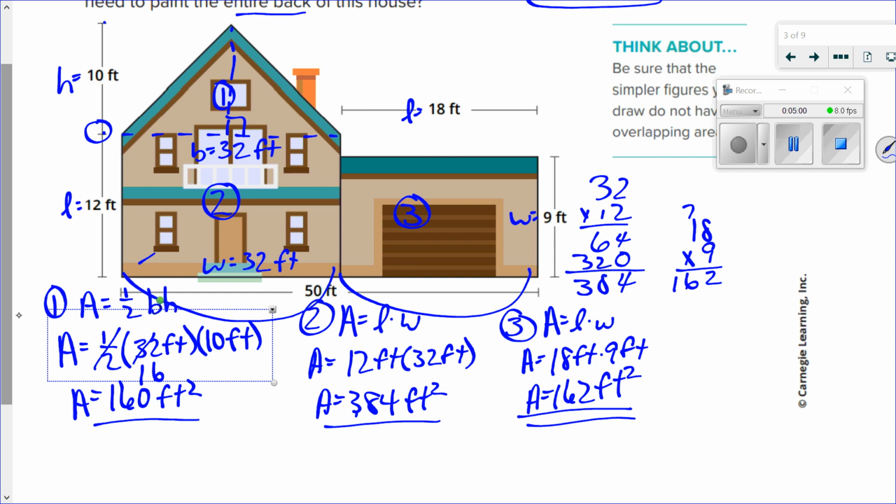Is there anybody who doesn't see? I found the triangle, the rectangle, and the rectangle. So for the whole area, I just have to put those together. Make sense? So I put them together.